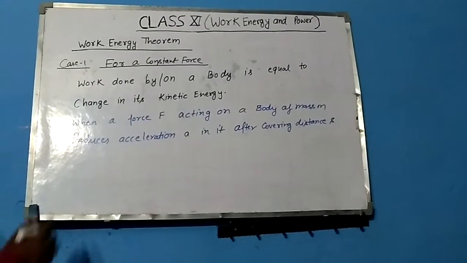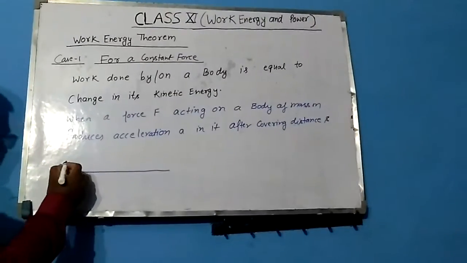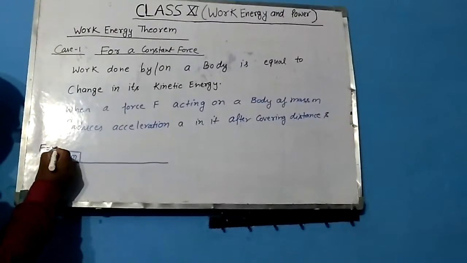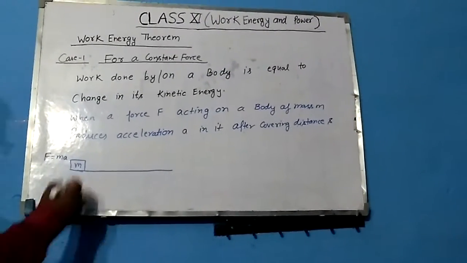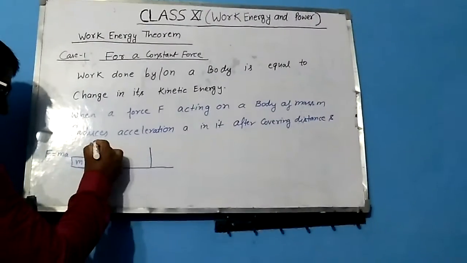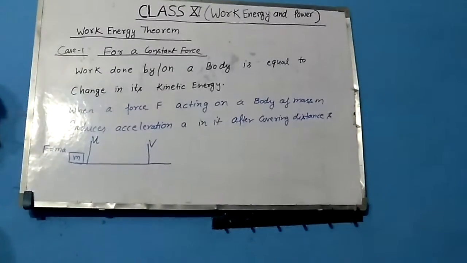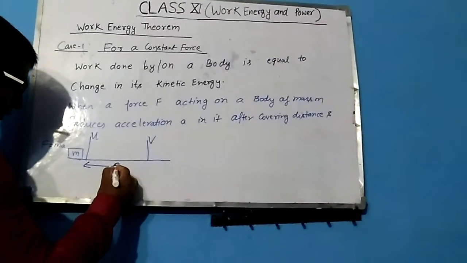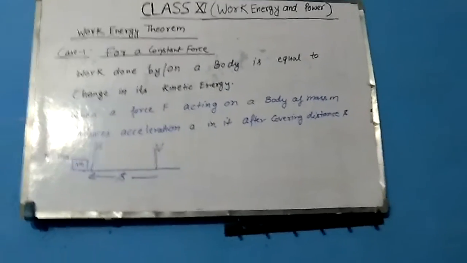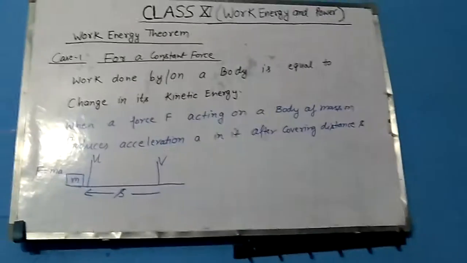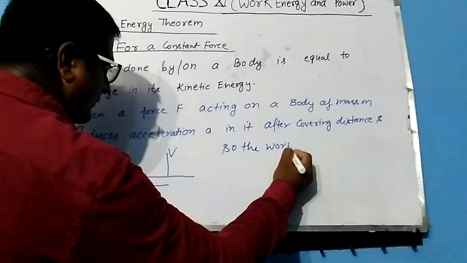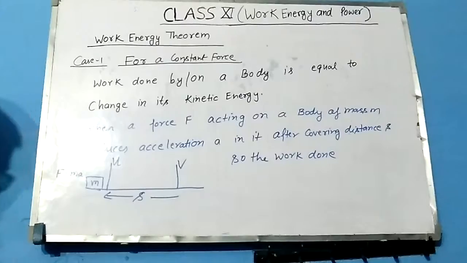So suppose an object of mass m, we have applied the force ma with acceleration a, and the object moves from initial velocity u to final velocity v, and it moves up to displacement s. So the work done on this body.